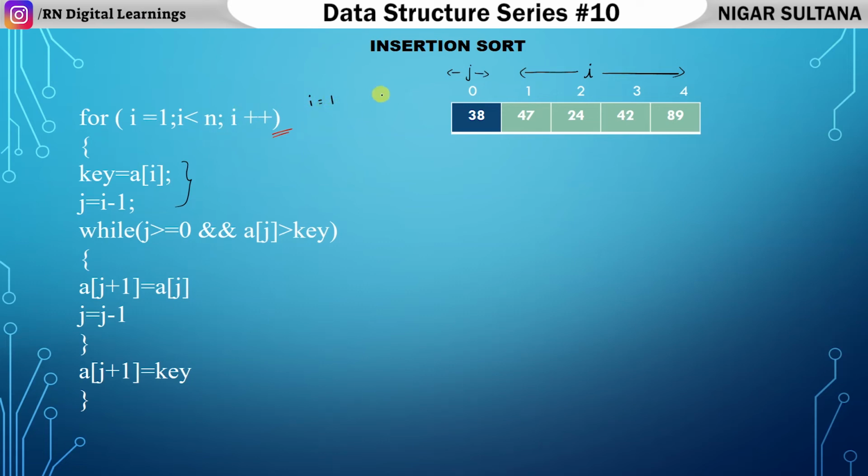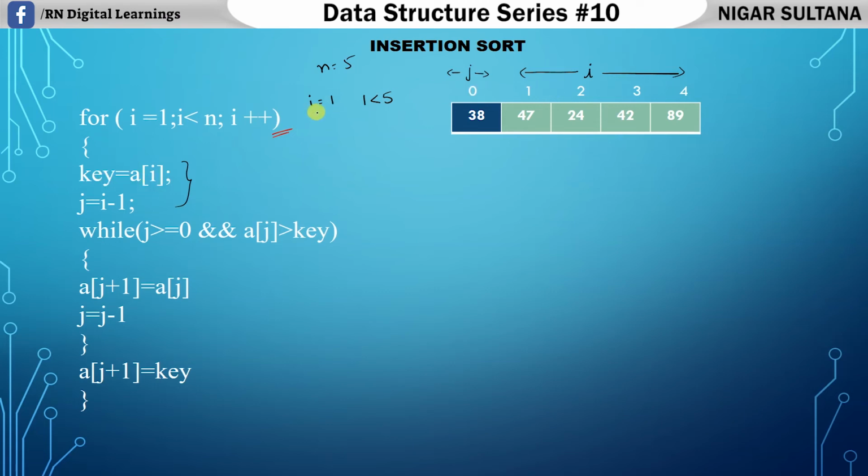Let's check the condition. Is 1 lesser than 5? See how many elements we have? 1, 2, 3, 4, 5. So the value of n is 5. Is 1 less than 5? It's true. When it is true, let's assign the value of A of I to the key.